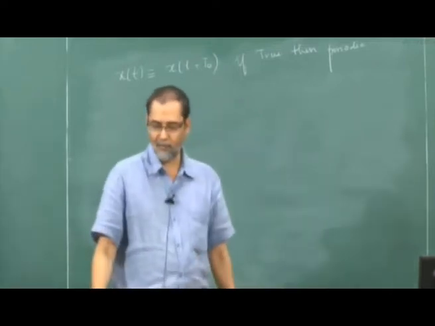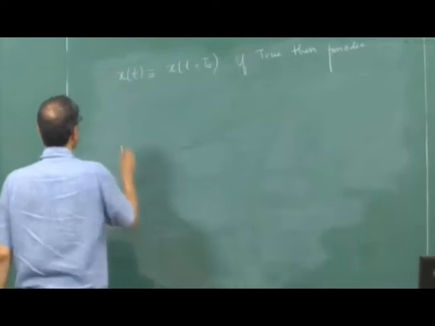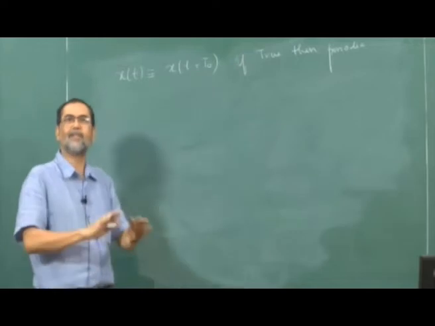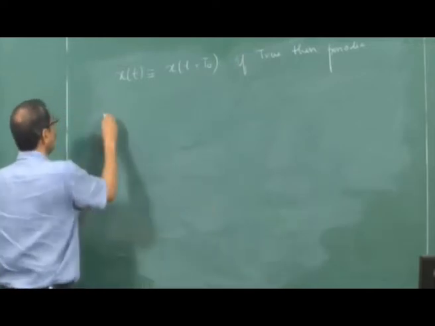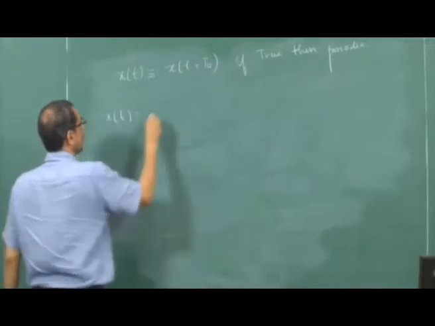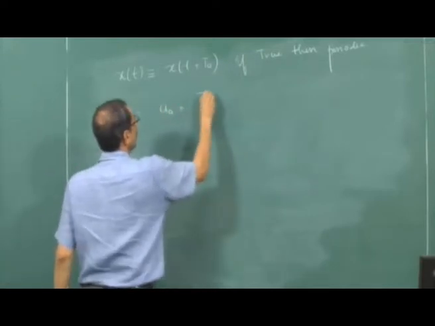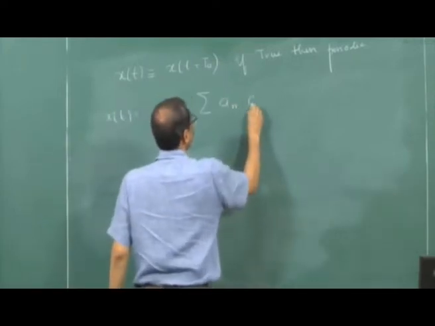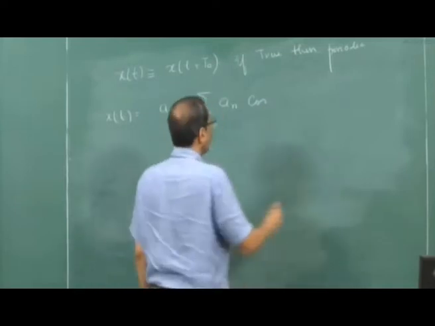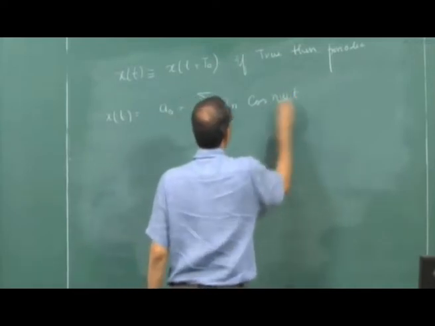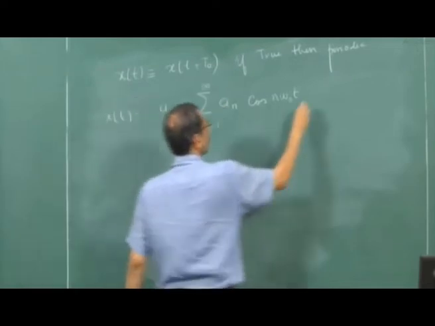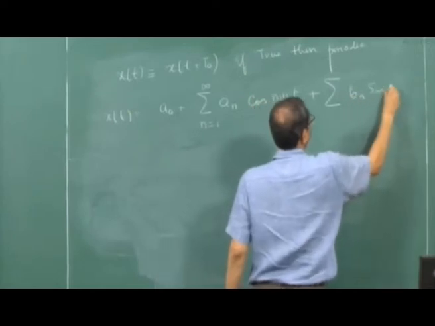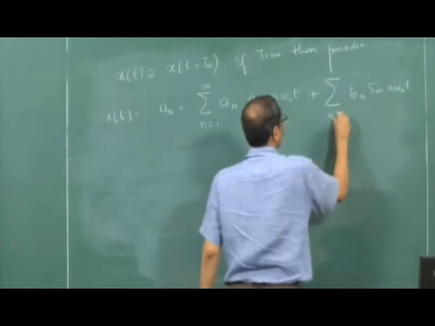There are some interesting stories about Fourier. I'll talk about that. So Fourier said, if x of t satisfies this property, if x of t is periodic, then x of t can be written as a naught, plus an cosine n omega naught t, n goes from 1 to infinity, plus bn sine n omega naught t, n goes from 1 to infinity.